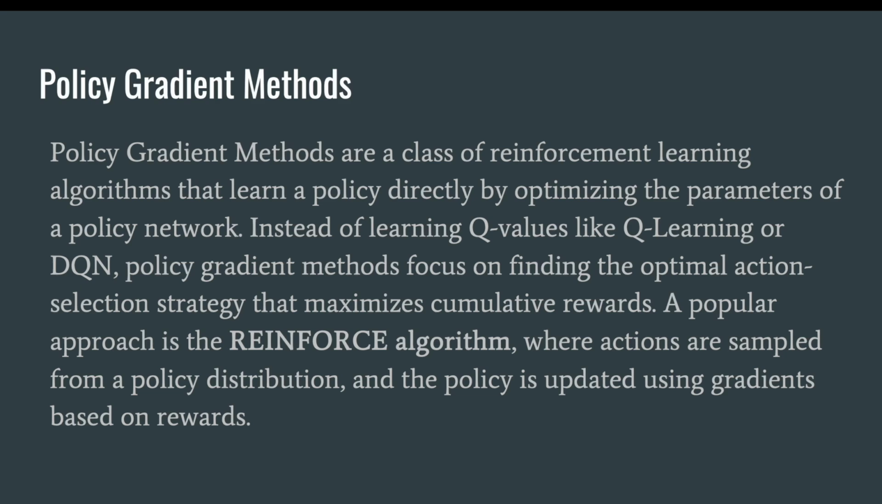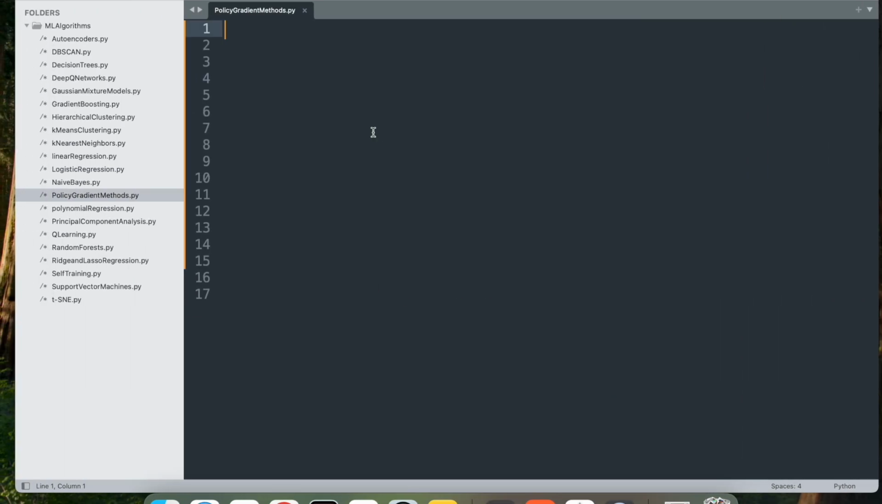A popular approach is the REINFORCE algorithm, where actions are sampled from a policy distribution and the policy is updated using gradients based on rewards. Let's go ahead and look at a line by line implementation of policy gradient methods. So I'm going to start with an empty file.